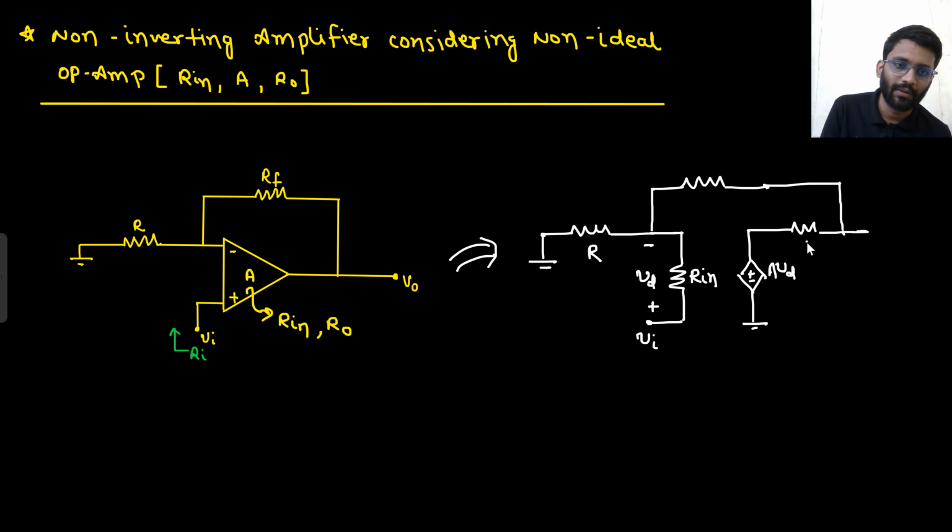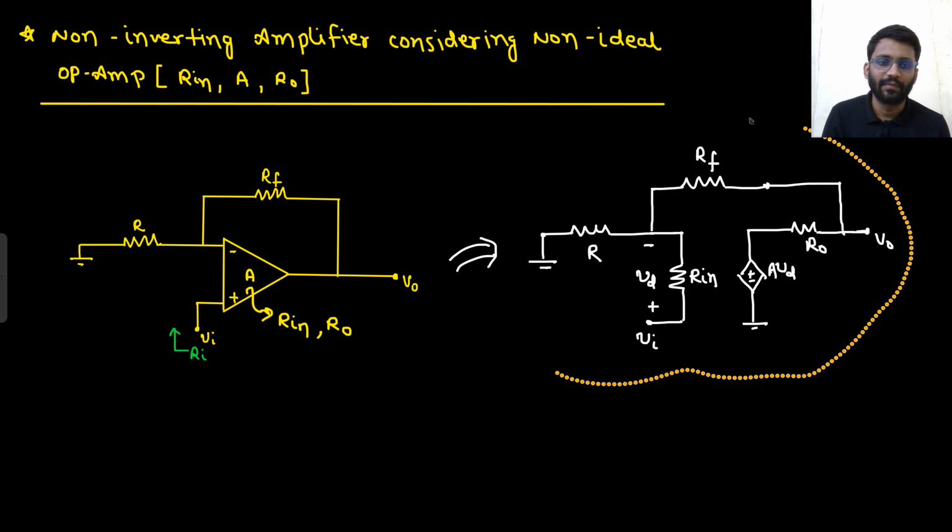This is our R naught. This is your V naught. This is your RF. Say yes or no. Okay, so this is RF, R naught. Everything is crystal clear? Well and good, right? So this is how we will represent it. So this box, the black box, is represented by this R in, A VD and R naught. Now we will calculate all the parameters. So first we will calculate voltage gain.